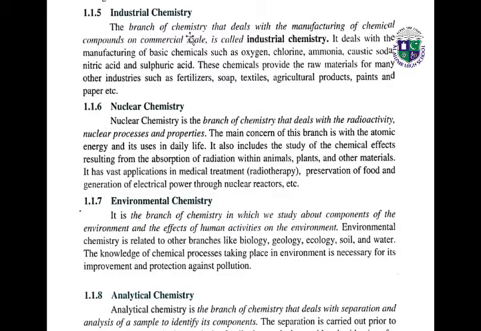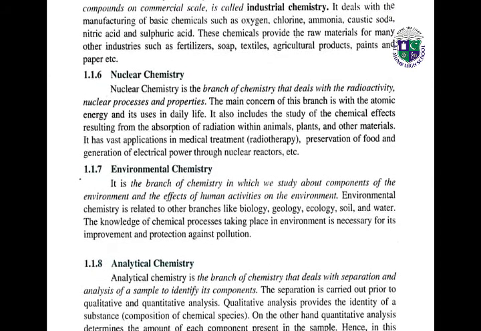Next we have industrial chemistry, the branch of chemistry that deals with the manufacturing of chemical compounds on commercial scale. So as the name shows, in industrial chemistry we will deal with the manufacturing of chemical compounds. It deals with the manufacturing of basic chemicals like oxygen, chlorine, ammonia, caustic soda, etc.